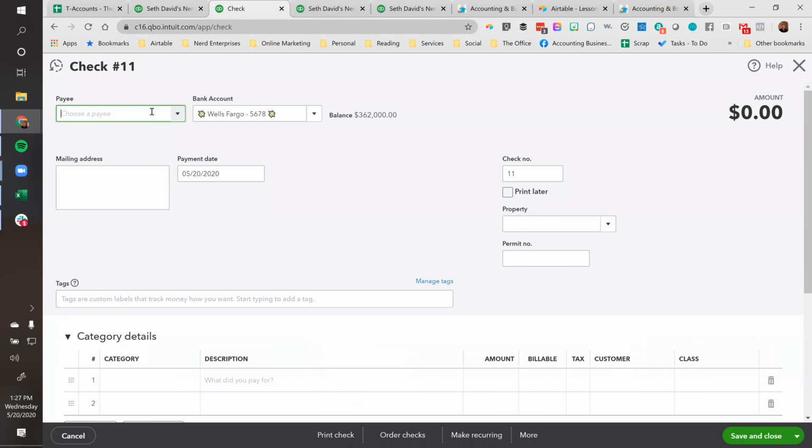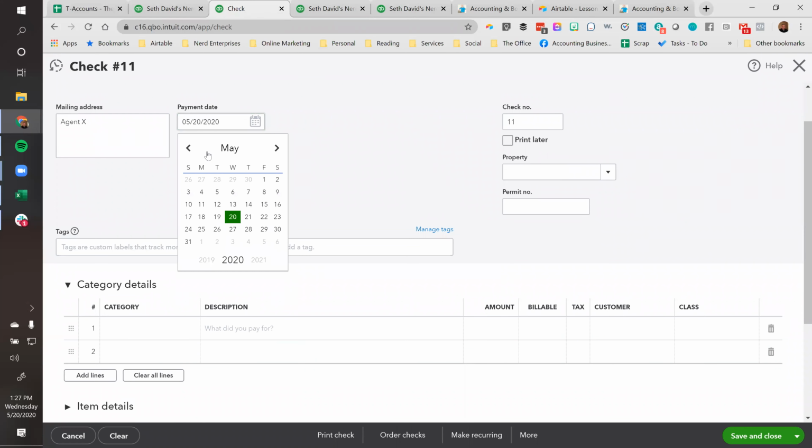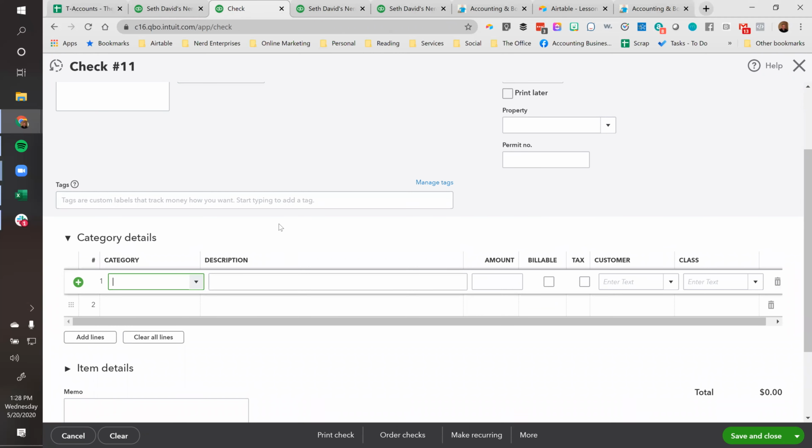Okay, the payee would be, of course, some agent, Agent X. There's the bank account. Let's just date this on June 1st. Like I said, I'm going to post date things just so I can force a trial balance that shows only that activity. The category again, commissions paid, right?